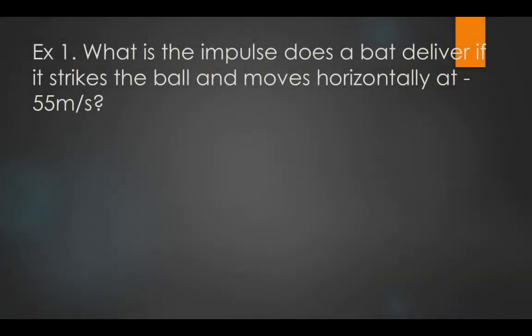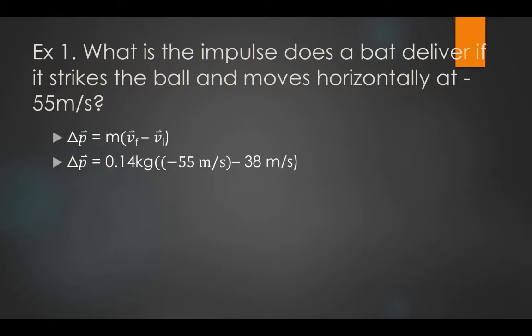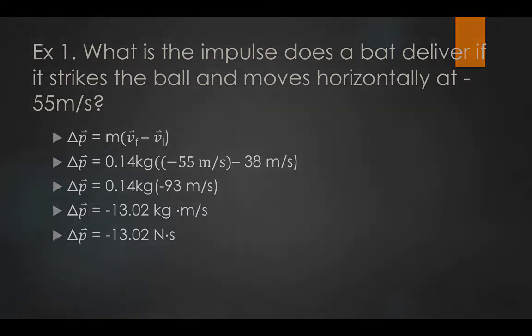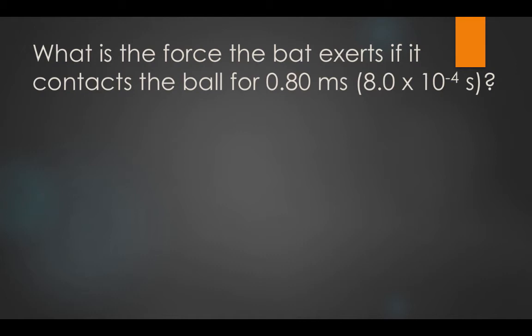Going back to our baseball example where the ball was struck and its velocity changed from positive 38 to negative 55 meters per second, using our impulse equation, we calculated that the change in momentum would be negative 13.02 kilogram meters per second, which we would report as negative 13.02 Newton seconds since it's impulse. Using this example, what would the unbalanced force from the bat acting on the ball be to result in this change in momentum if the ball was in contact with the bat for 0.80 milliseconds, or 8.0 times 10 to the negative 4 seconds?